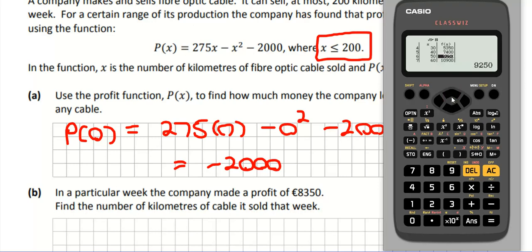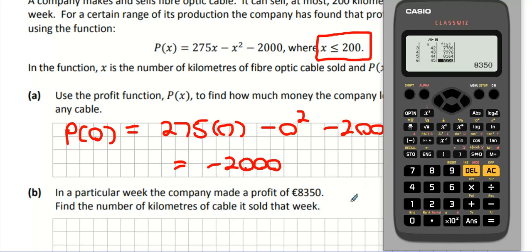Unfortunately for me, what happened? It went from 7,400 straight to 9,250. That means my answer is located somewhere between 40 and 50. Does that make sense? You're going to go back again. What are you going to do now? Start at 40, end at 50, go in a step of 1. And we're just going to have another fine look. There it is there, 45.